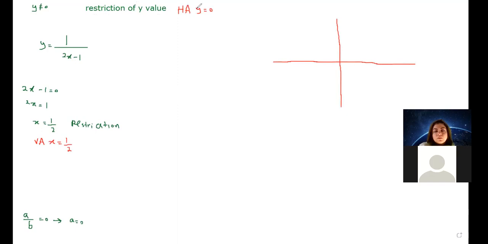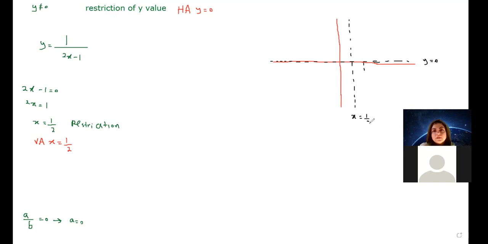Here, horizontal asymptote is the y equal to 0 is this line, the horizontal line, right? Just coincide with your x-axis. We call this one y equal to 0 line. Horizontal asymptote. Vertical is x equal to 1 over 2. If this is 1, here is 1 over 2, right? So this is going to be your vertical asymptote, which is x equal to 1 over 2.